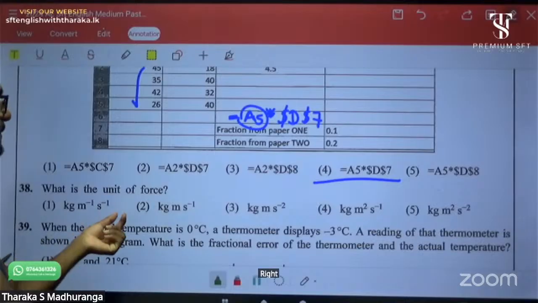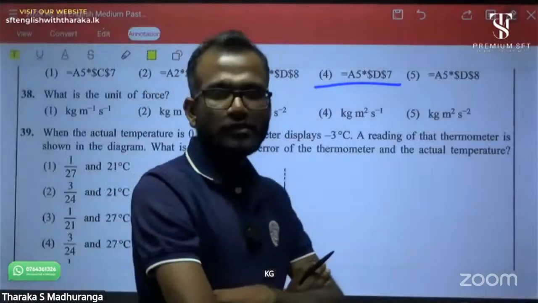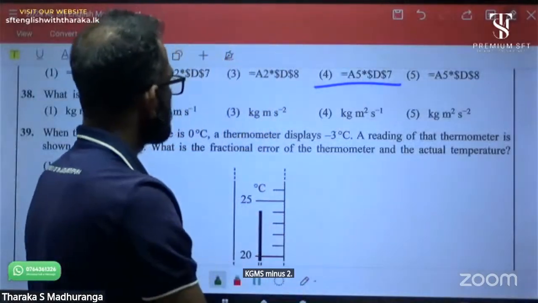Right? What is the unit of force? kg m s minus 2, kg m s minus 2.